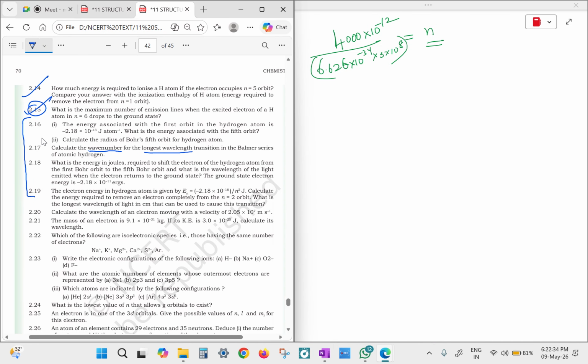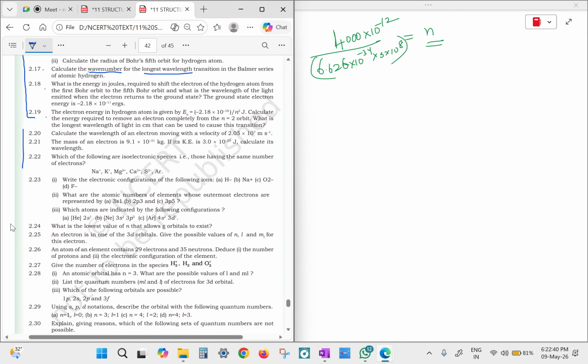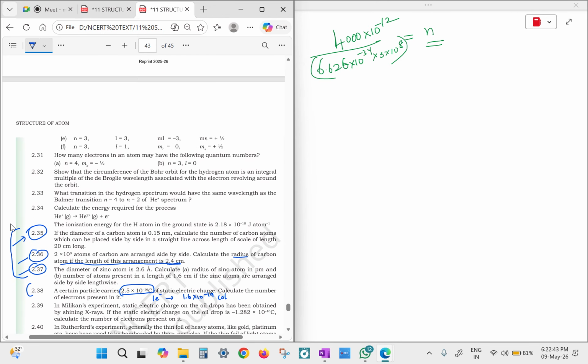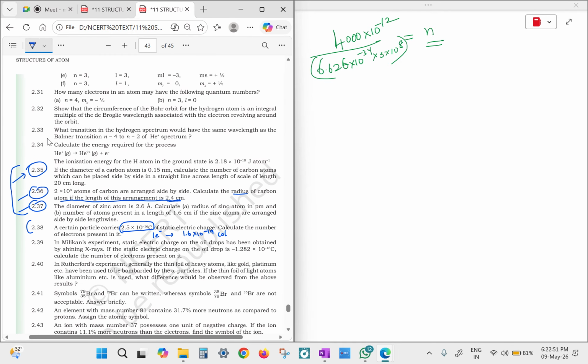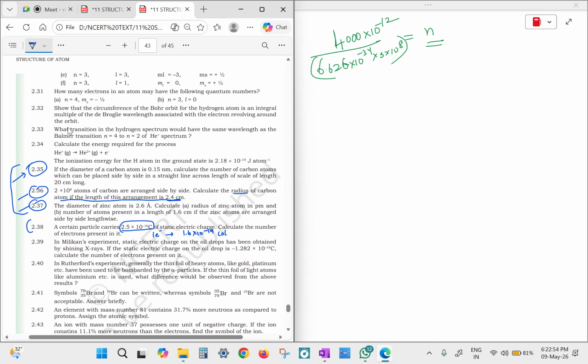So 14 done, 15 done, 16, 17, 18 and 19 we did. We have not done 20, 21 and all. We have a few more questions, I believe. We did the 30th and all, based on the quantum numbers. Now look at these. Questions 33 and 34 are also related to Bohr's model. Did we do the 33rd question?